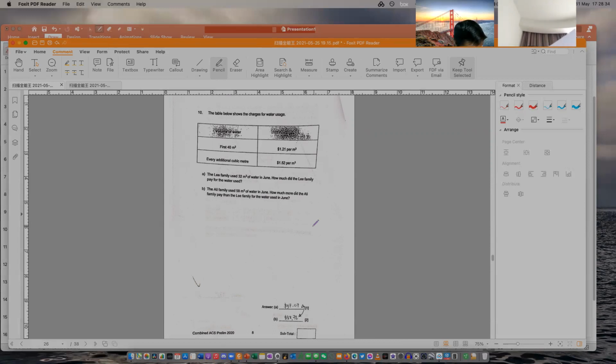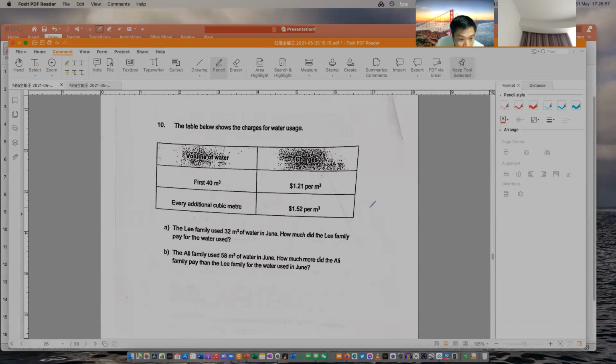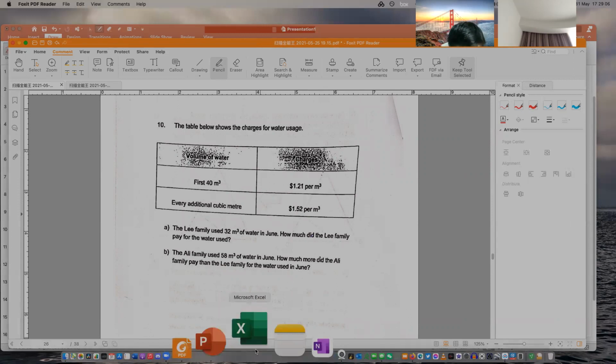Are you checking? 38.2 and 37 over. So your answer is a bit off, right? Okay, good. When your answer is a bit off, that means very likely it's wrong. So let's look at it together. Over here it says the table shows the charge for water usage. So I'm going to get this question into this.